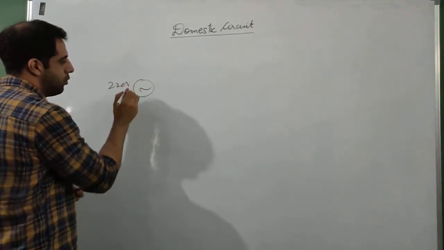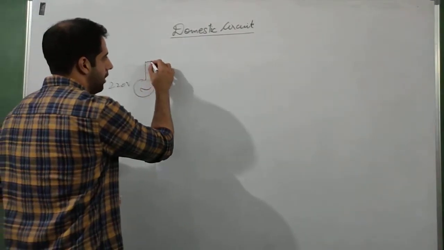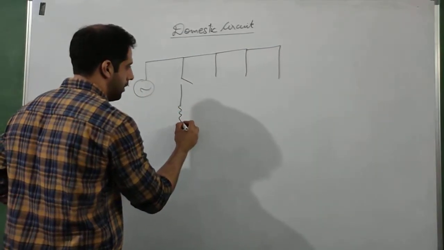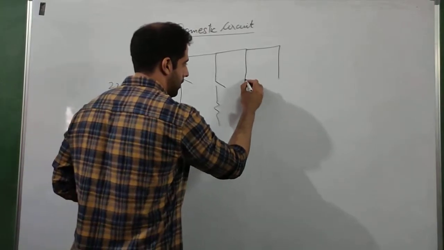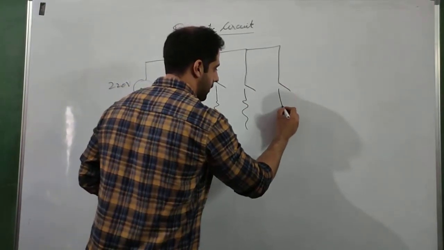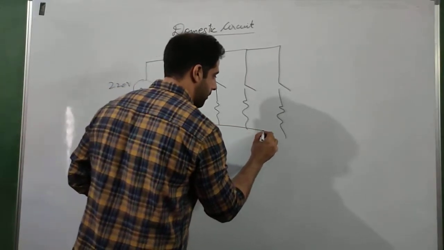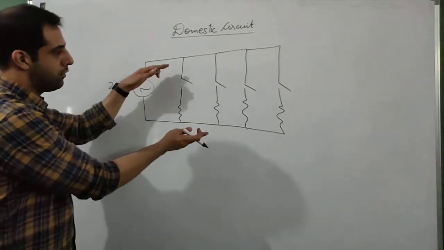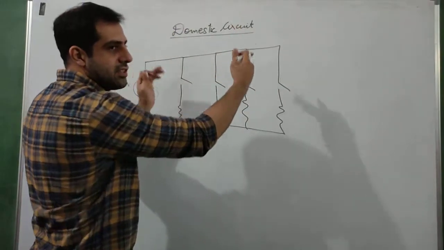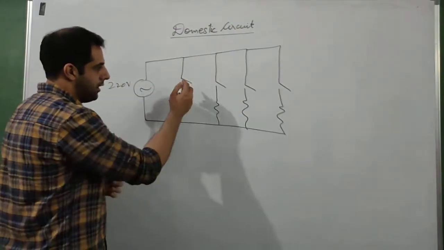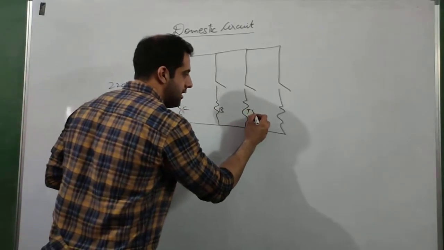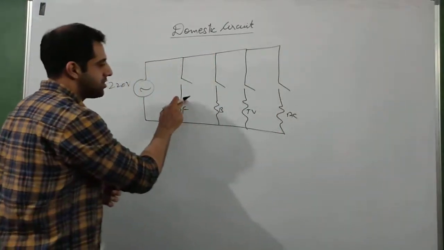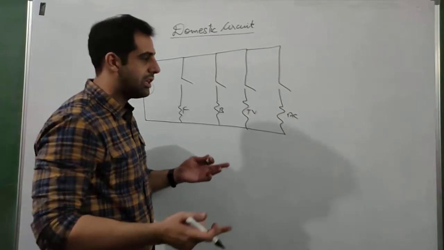I'll keep the source voltage the same at the same position. This is how all the appliances are connected. Each one of them is in parallel. If you tilt this like this, it will be easier to understand. So this is your fan, this is your bulb, this is your TV, this is your AC, and similarly you can connect all other appliances in parallel in front of this. Each one of them has its own switch, so that problem is also solved.